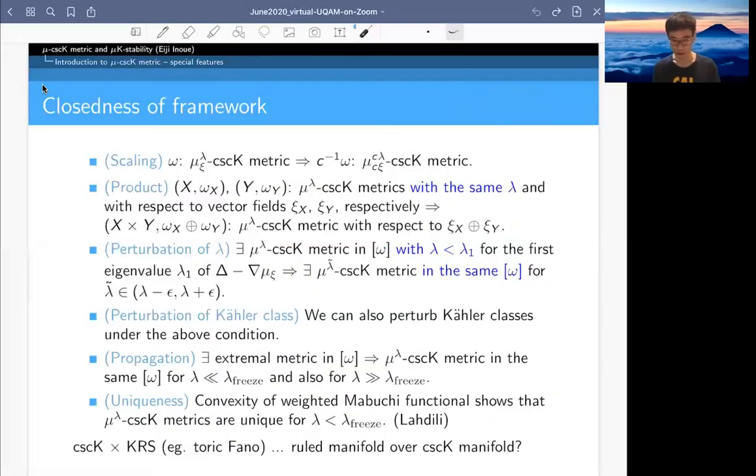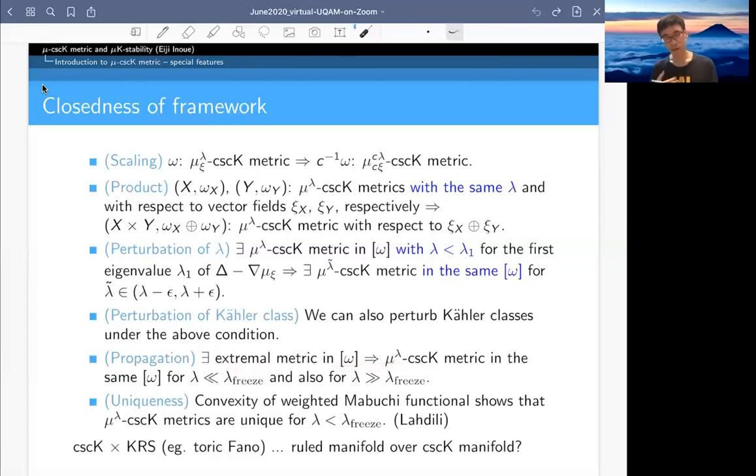And this is more interesting. If there exists an extremal metric in the Kähler class, then there actually exists a mu lambda cscK metric in the same Kähler class for lambda sufficiently small and lambda sufficiently large. This is also an application of the implicit function theorem, but we change our coordinate from lambda to lambda inverse. And we can use the usual implicit function theorem, and we can show this.